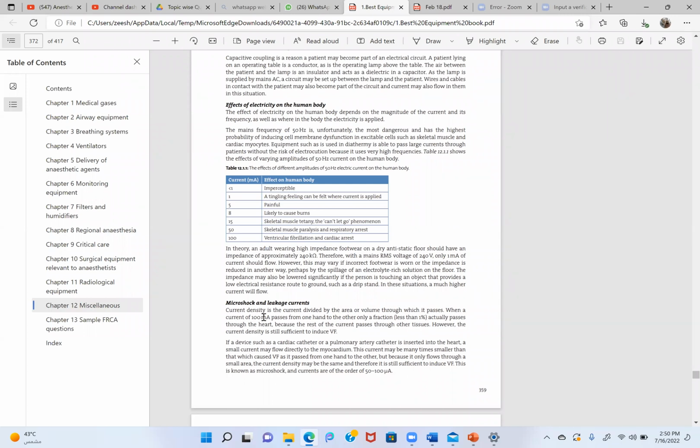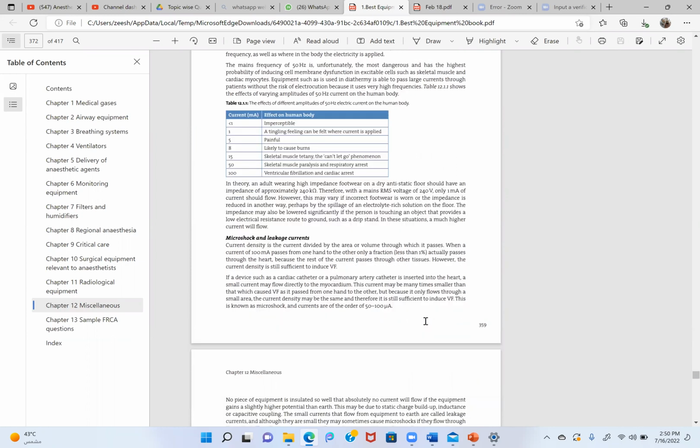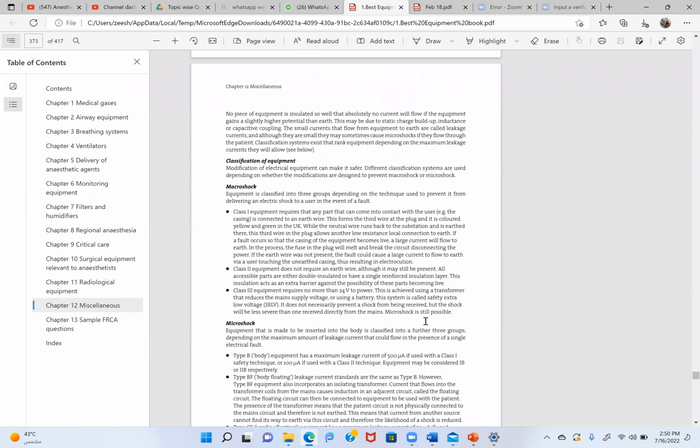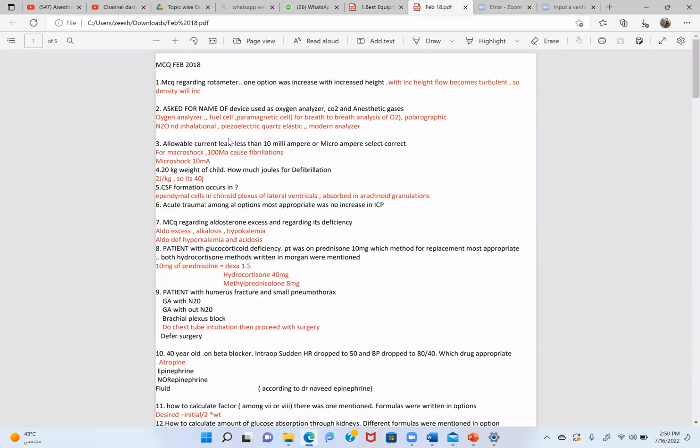Okay, so when a current of 100 milliampere passes from one hand to the other hand, only a fraction less than 1 actually passes through the heart. So directly to the heart will be 1%. Okay, so maybe you will find the answer. So what was the question? We will just see it again. For macro shock, 100 milliampere causes fibrillation. Okay, micro shock is 10 milliampere.